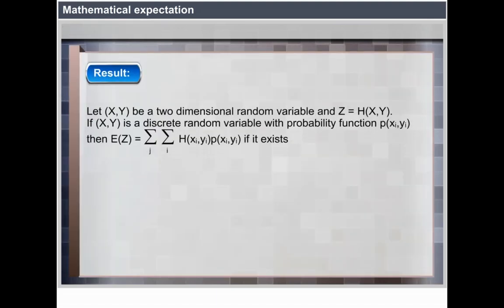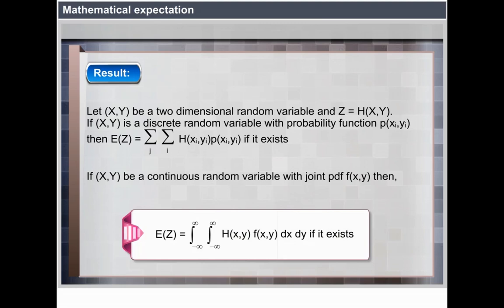Result. Let (X, Y) be a two-dimensional random variable and Z = h(X, Y). If (X, Y) is a discrete random variable with the probability function p(xi, yj), then E(Z) equals summation j, again summation i, h(xi, yj) into p(xi, yj), if it exists. If (X, Y) is a continuous random variable with joint probability density function f(x, y), then expectation of Z equals integral from minus infinity to infinity, again integral from minus infinity to plus infinity, h(x, y) into f(x, y) into dx into dy, if it exists.